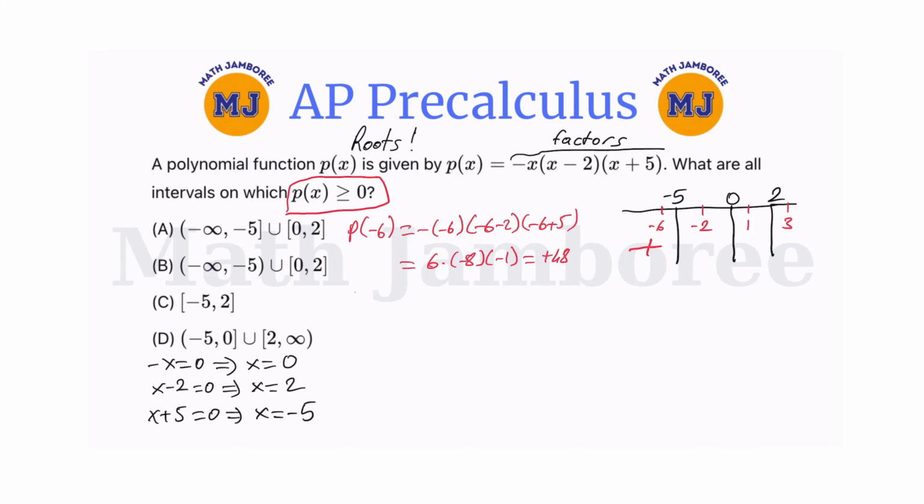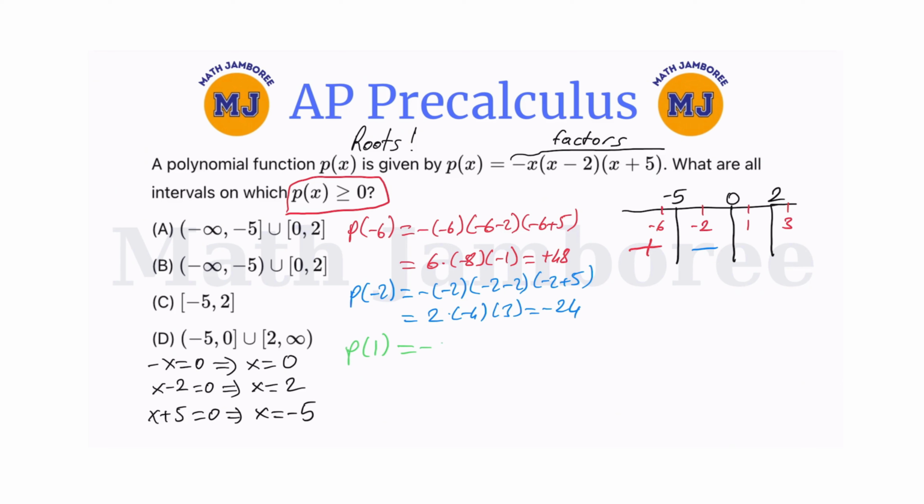And we have p of negative 2: negative times negative 2, negative 2 minus 2, negative 2 plus 5. This turns into positive 2 times negative 4 times positive 3, and the result is negative. We don't need to actually calculate it, but I'll just write down negative 24. It is negative.